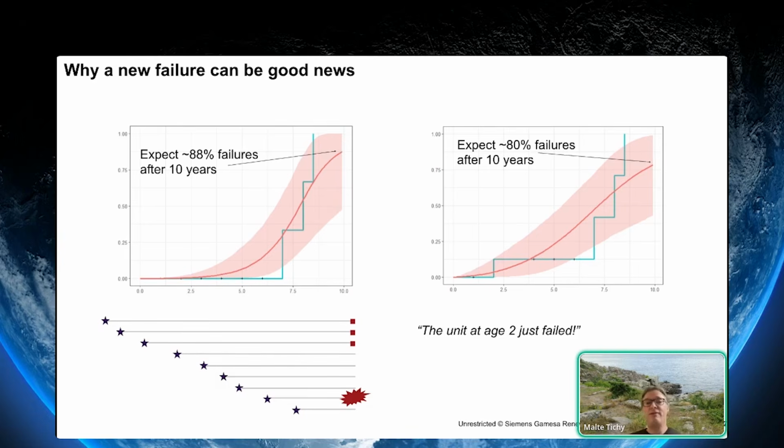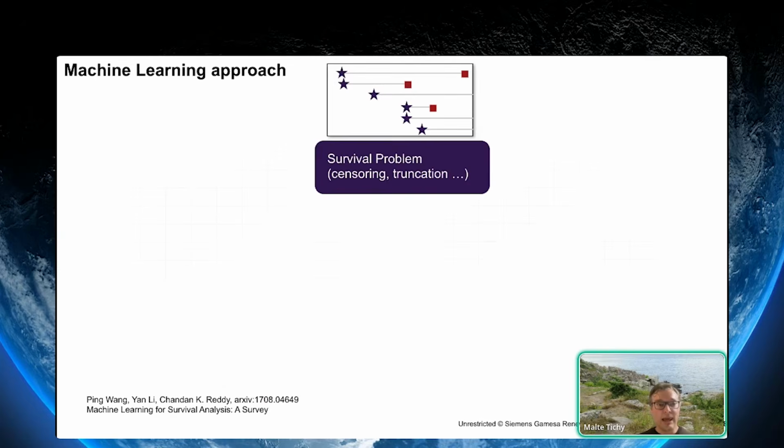So in this case, having observed a new failure, so having more failures in the data set, seems to be good for the KPI, how many units fail after 10 years. So you find lots of these effects that are maybe not so intuitive. So it makes sense to really sit down and do the entire calculation.